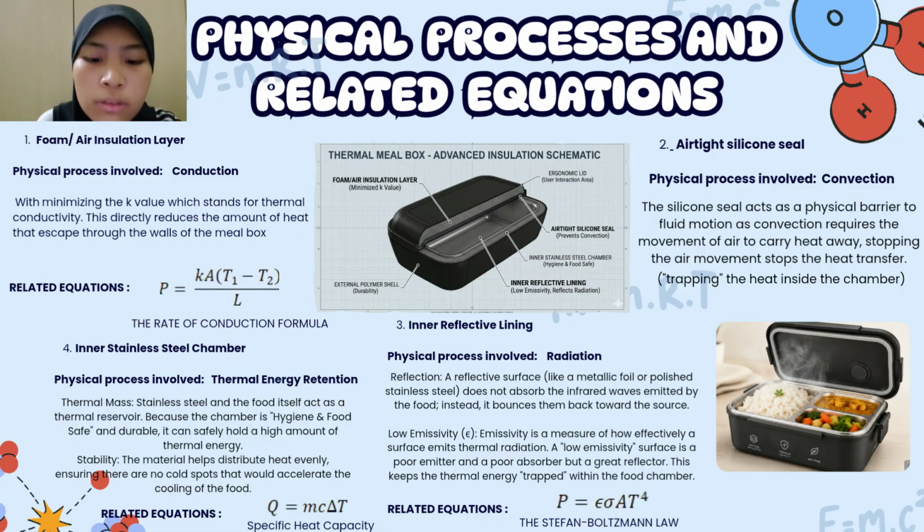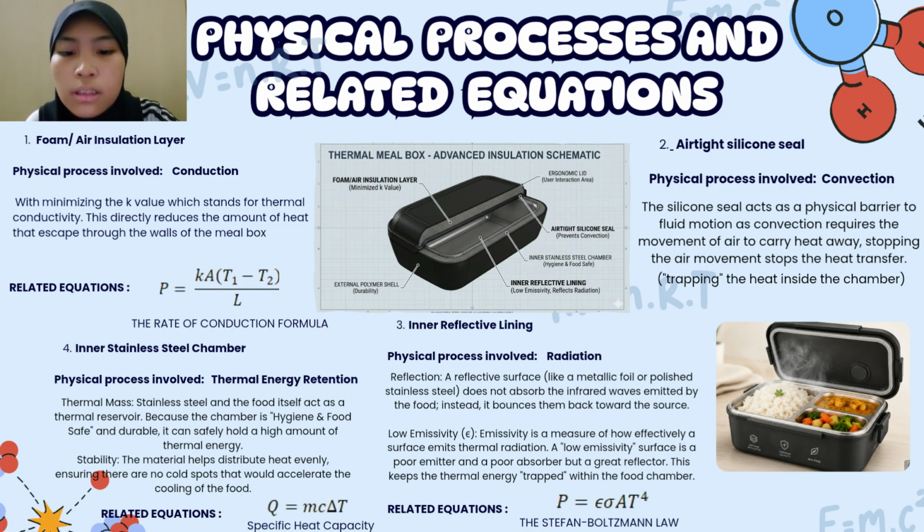As for low emissivity, it is a measure of how effectively a surface emits thermal radiation. A low emissivity surface is a poor emitter and a poor absorber, but a great reflector. This keeps the thermal energy trapped within the food chamber. So the inner reflective lining and the airtight silicone seal directly connect to trapping the heat inside the chamber. Lastly, the stainless steel chamber, where the physical process involved is thermal energy retention.